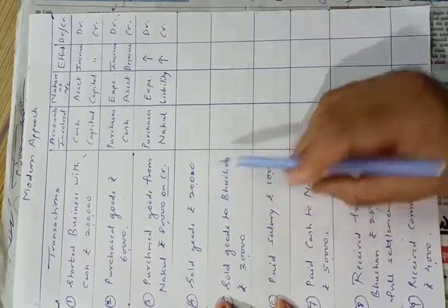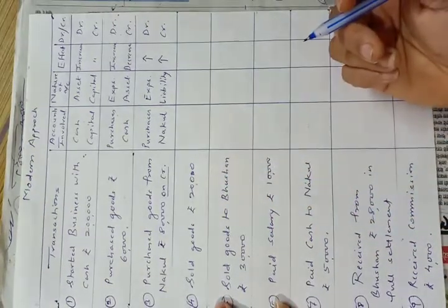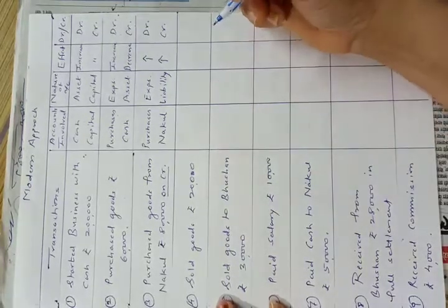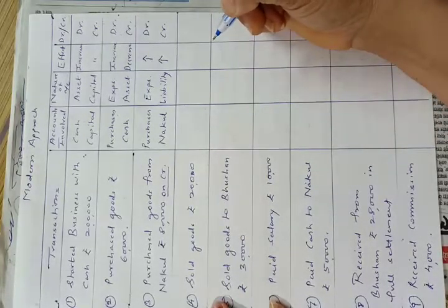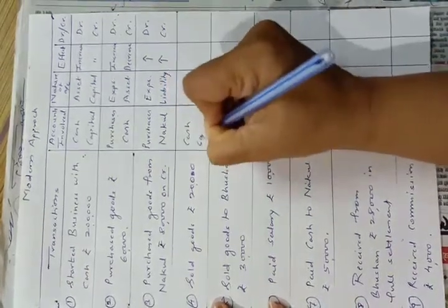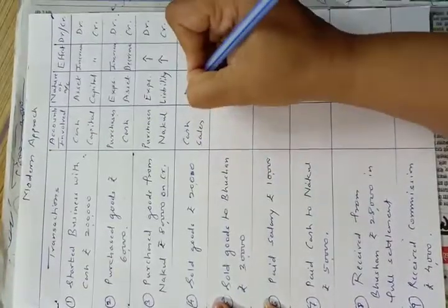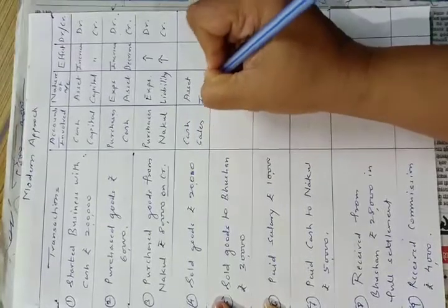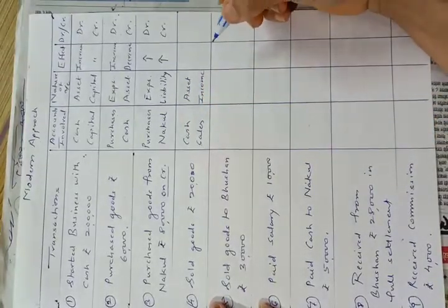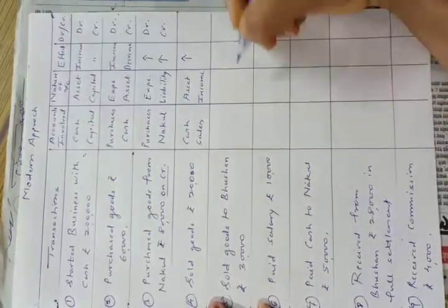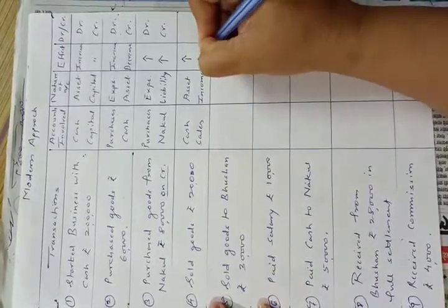Okay, now next transaction, sold goods rupees 20,000. This is a cash transaction. So two accounts will be involved here, that is sales account and cash account. So cash and sales. Cash is our asset and sales is our revenue, that is income. When we sell goods, our cash will increase and our income will also increase.